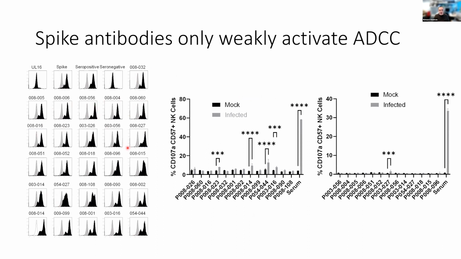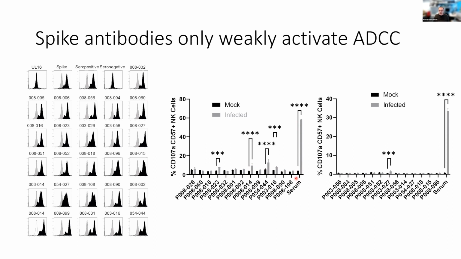So it was a bit of a surprise when we did our functional assays and found that none of these monoclonal antibodies were very good at doing ADCC. For comparison, here is a serum from someone who's been naturally infected. These are all the different monoclonal antibodies. Most of them do nothing at all. A few of them have some weak responses, but they're clearly nothing like what you get from a serum following natural infection. That was a bit of a surprise. We thought spike would be a good ADCC antigen.